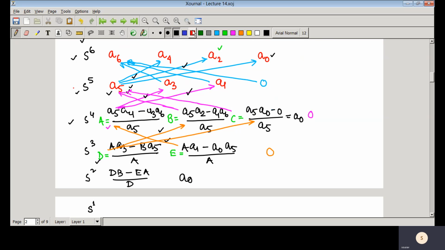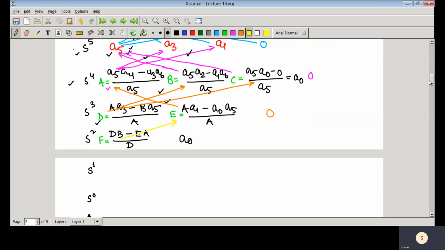And if we define that this term is equal to, say, F, then the next one is F into E. So we would have F into E, minus a0 into D, divided by this term, that is F. And now we have all zeros. If we proceed, all the terms you would get are zeros.